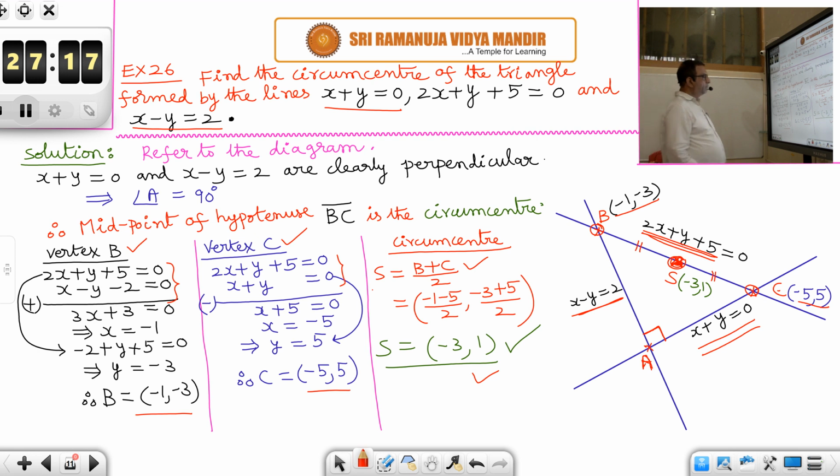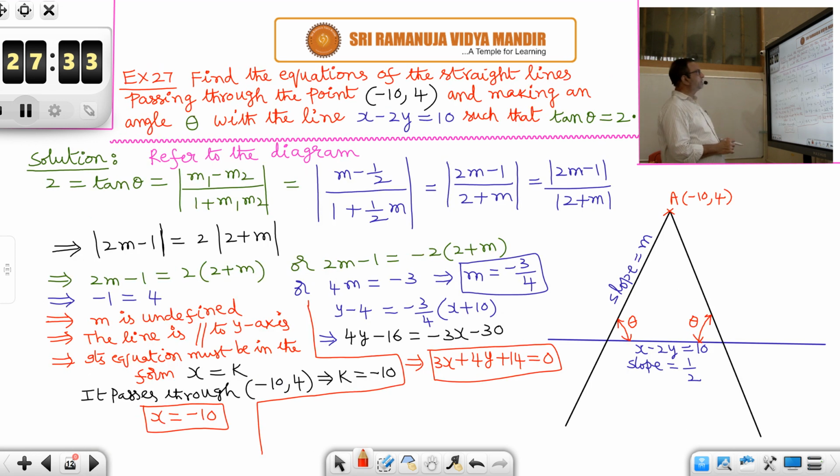Okay. So, it is easily found because we have recognized that 2 sides are perpendicular. So, the midpoint of the hypotenuse is the circumcenter.